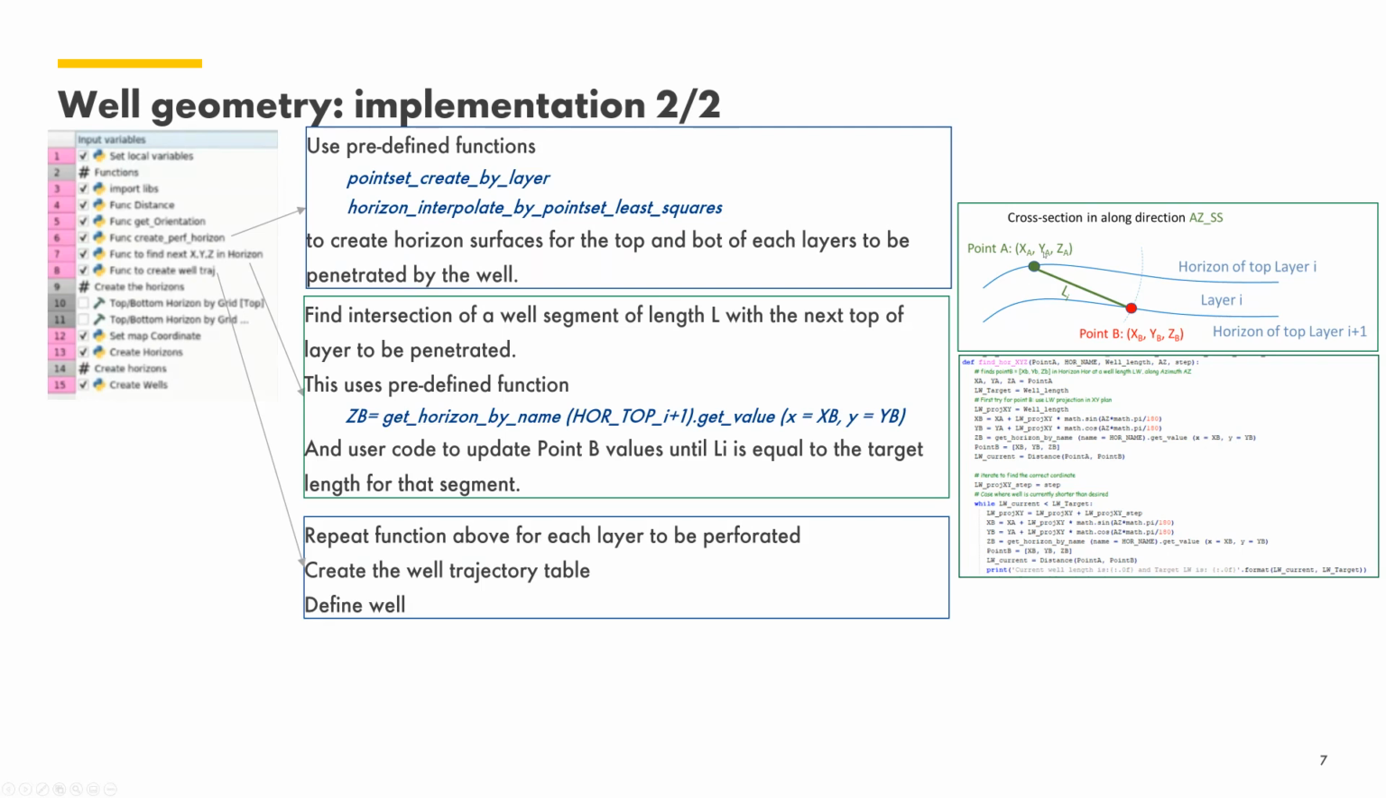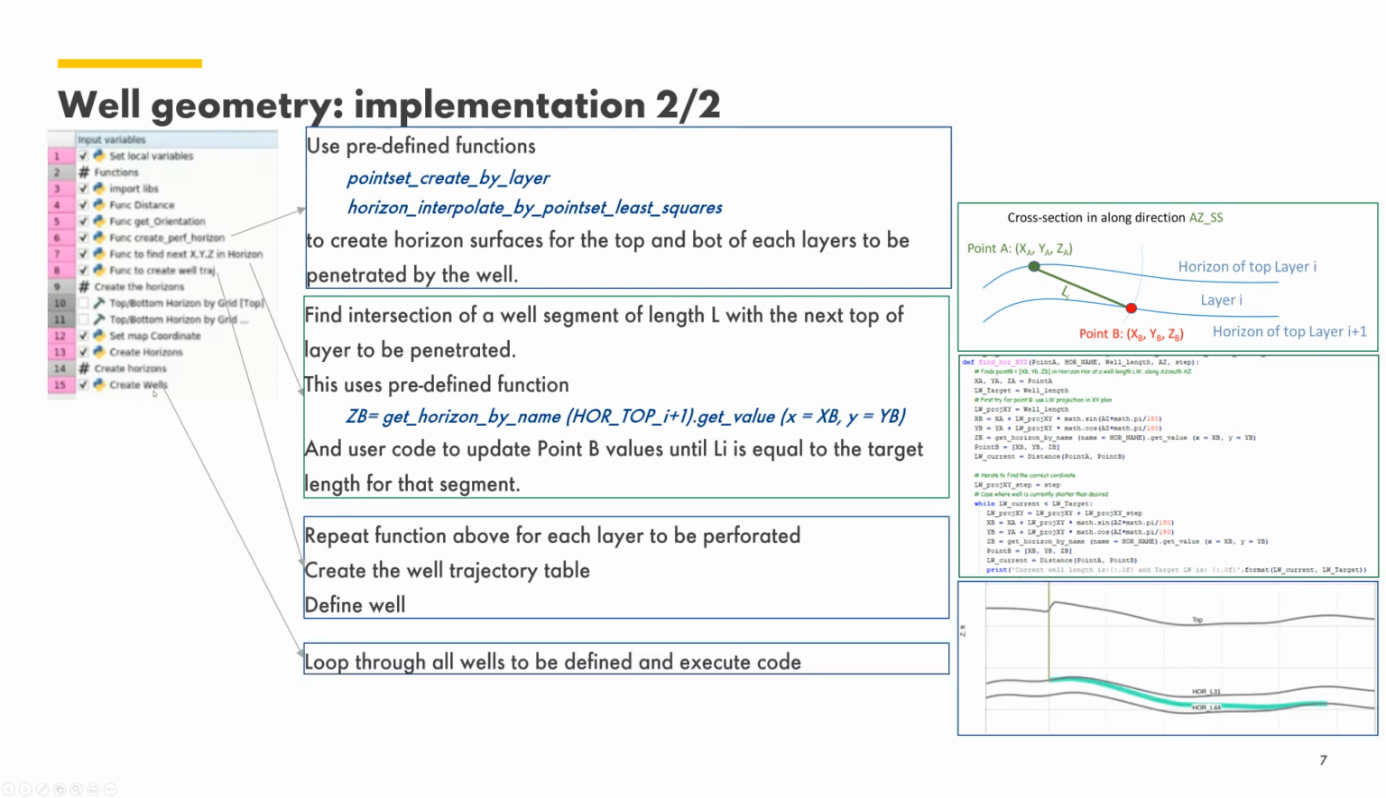Now, once you have this, you can repeat all of those functions to create the trajectory of a given well. That's what I did in this function. And finally, you loop through all the wells and execute the code and create those well trajectories. I gave you an example here of a well trajectory where you can see that the actual step out was 0, so the surface location is directly above the well. And then you can see how it follows the topology of those layers.